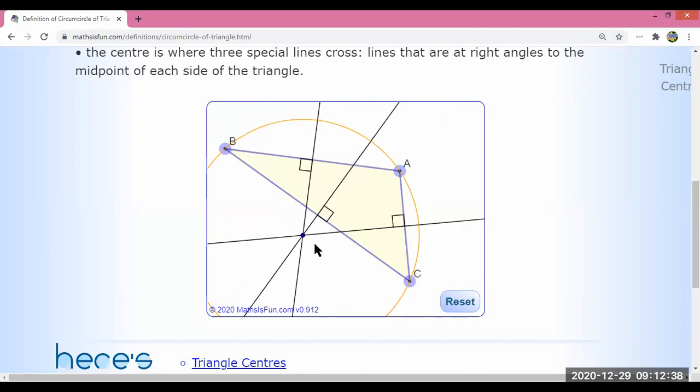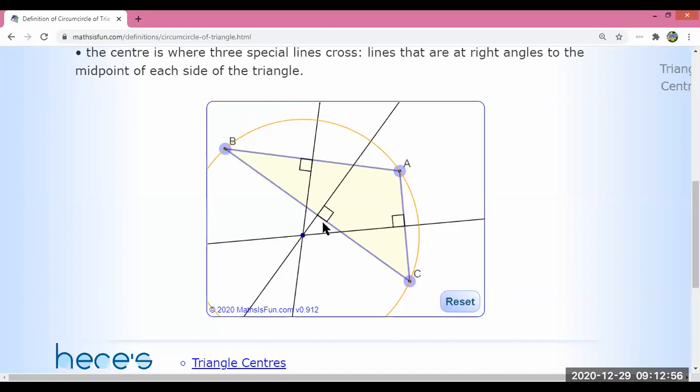Why is that outside the triangle? Because this is an obtuse angled triangle. So remember, first point, for any obtuse angled triangle, the circumcenter will always lie outside the triangle.